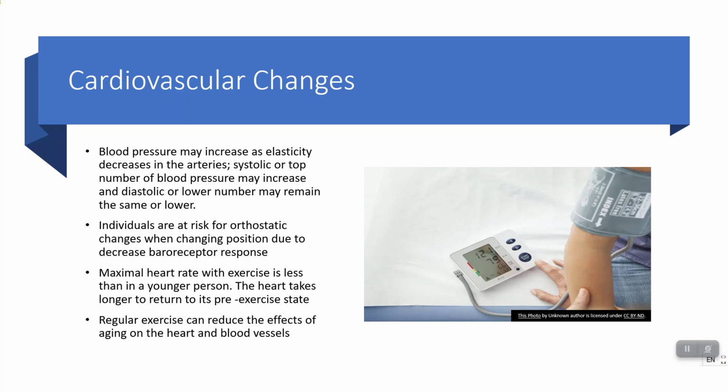The difference becomes more apparent only when more work is required of the heart, as occurs when a person exercises vigorously or becomes ill. An older heart cannot increase how fast it beats as quickly or as much as a younger heart. Regular exercise can reduce the effects of aging on the heart and blood vessels.